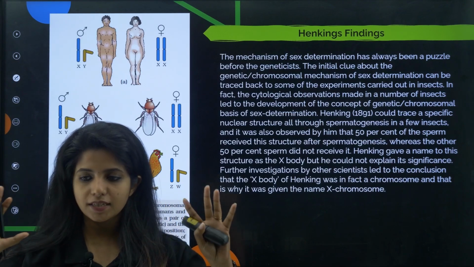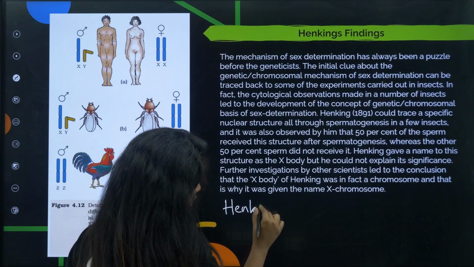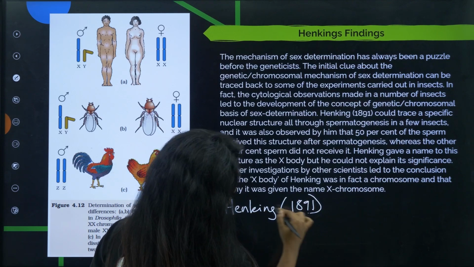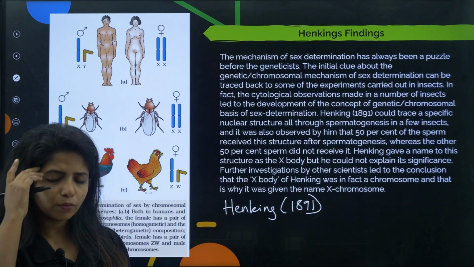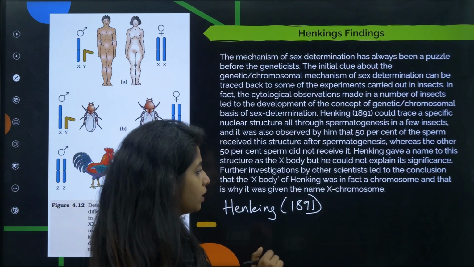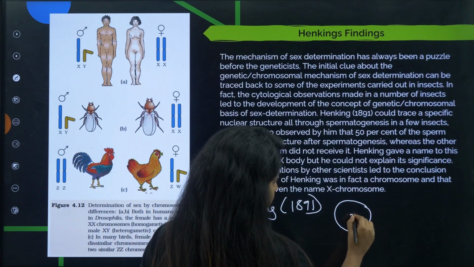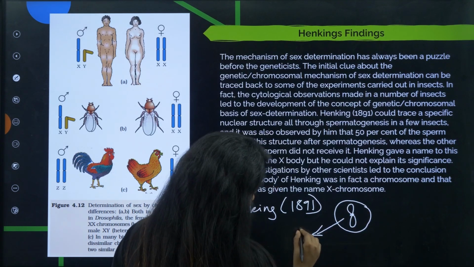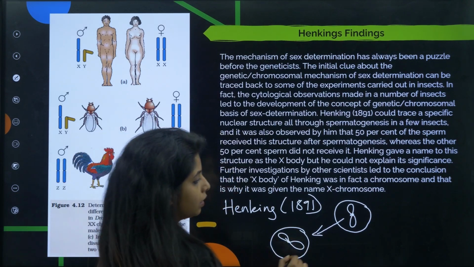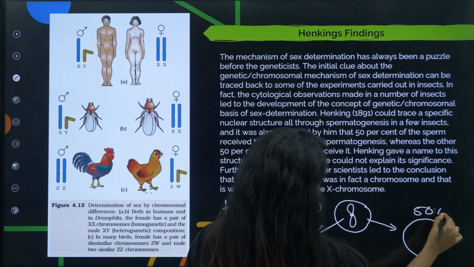Okay, let's start afresh. Henking, in the year 1891, was working on insects. He was studying spermatogenesis. He saw that during spermatogenesis, almost 50% of the sperms had the chromosome and 50% of the sperms didn't have it.